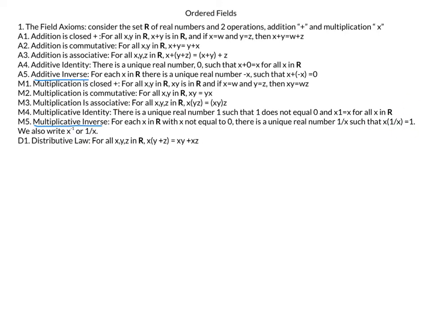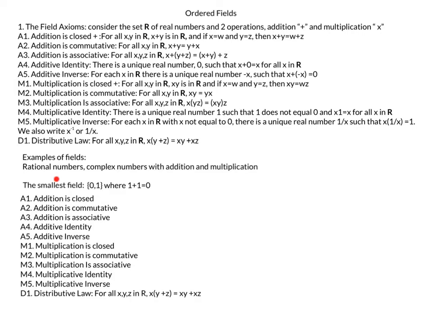Our last axiom is the distributive law, which relates multiplication and addition together. If you have x times the quantity y plus z, and y plus z is done first because it's in parentheses, then you can distribute your x, so you have x times y plus x times z. So you distribute the multiplication over addition. Other examples of fields include the set of rational numbers and the set of complex numbers, both of these sets along with the operations of normal addition and multiplication.